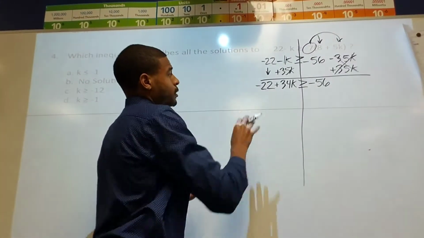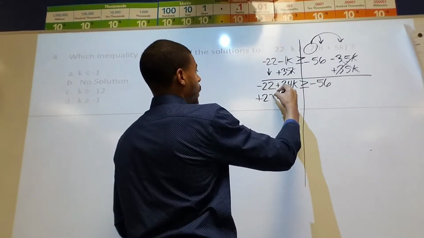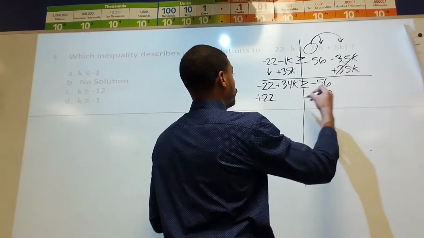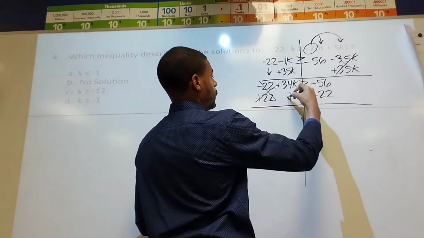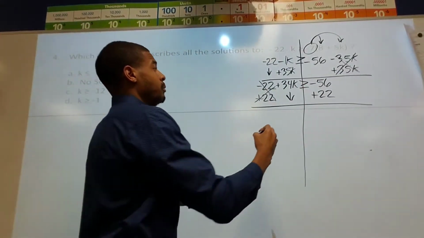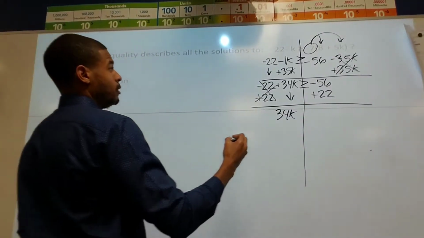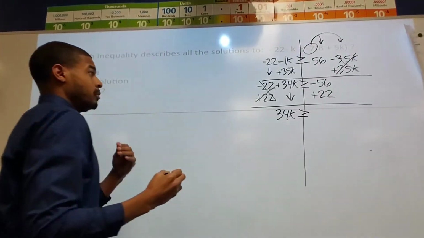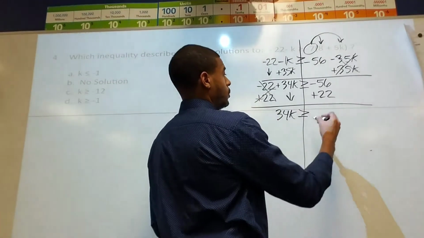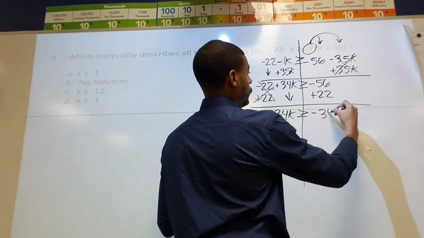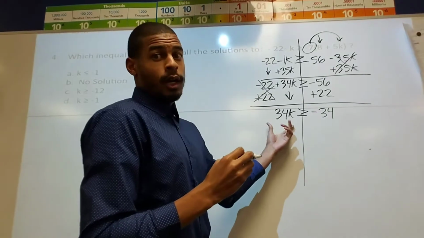I'm going to do the inverse. So the opposite of negative 22 is going to be positive 22. So I'm going to add 22 to both sides. The 22s on this side cancel out. I'm going to bring down the positive 34k. It's still going to be greater than or equal to, and negative 56 plus 22 is going to be negative 34. Now we have to get the variable k by itself.